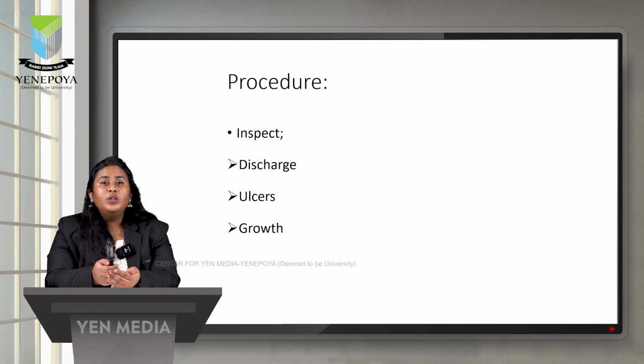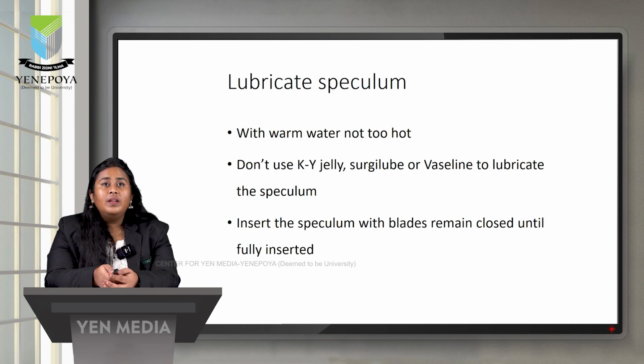Then coming to the procedure, we have to inspect the vagina if there is any abnormal discharges or any ulcers or any growths are there, and then we have to insert the speculum by lubricating it with the warm water, and the water should not be too much hot, and we should not use lubricants like KY jelly, Vaseline or Surgilube to lubricate the speculum. The speculum has to be lubricated only with the warm water.